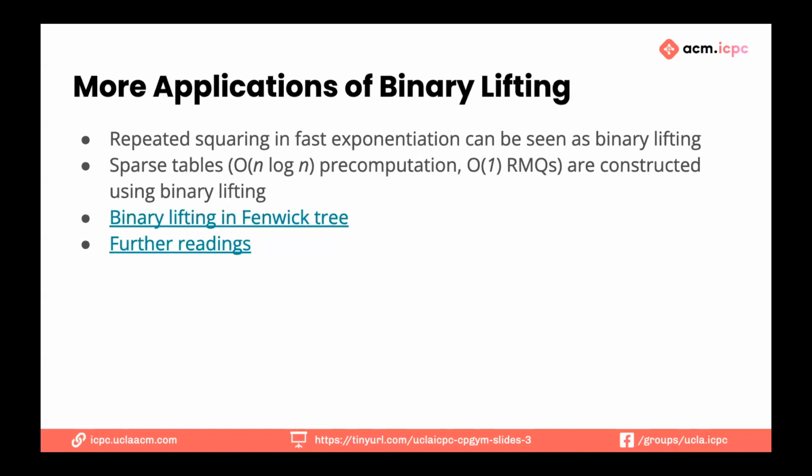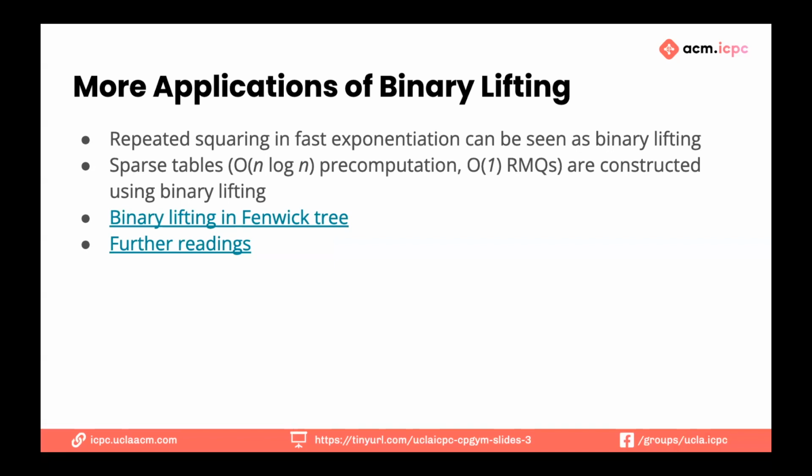And there are more applications to binary lifting, and it doesn't only do LCAs. Repeated squaring in fast exponentiation is something I would like to think of as binary lifting. And sparse tables, if you know what they are, are basically an alternative to Fenwick trees, except it only works for static arrays, so there's no updates, but it can do O of 1 range minimum queries with O of n log n precomputation. So that also uses binary lifting. I mean, if you think about it, O of n log n precomputation, O of 1 queries, that just sounds like what I just said.